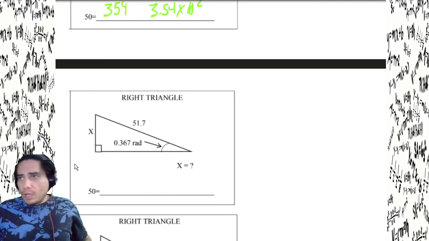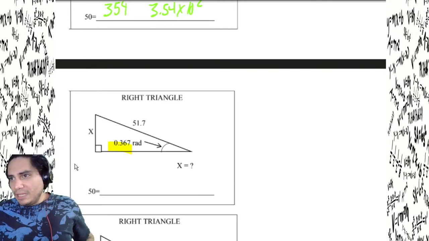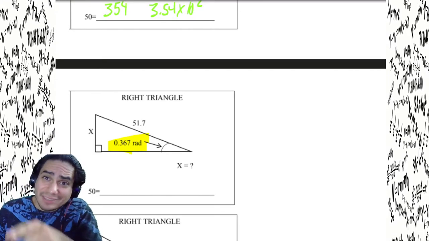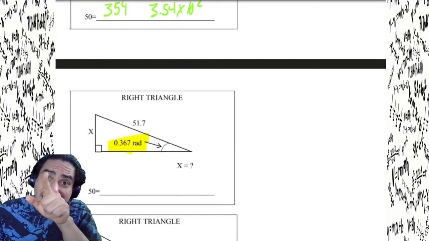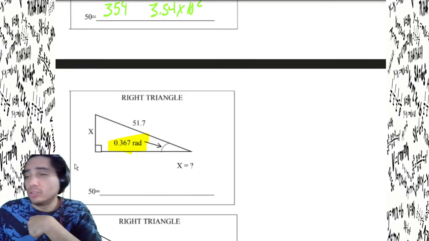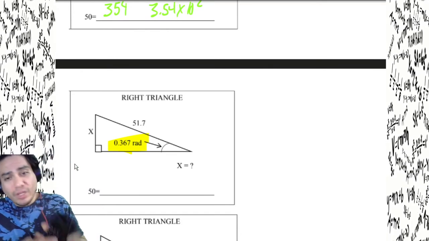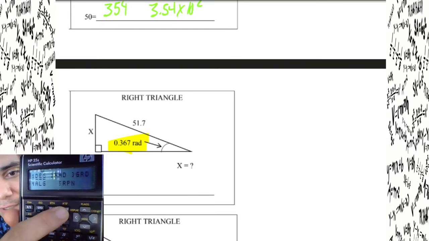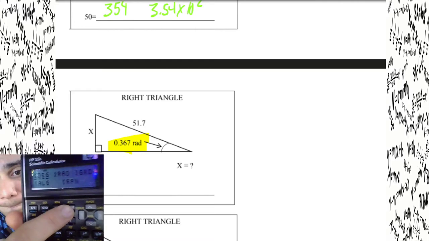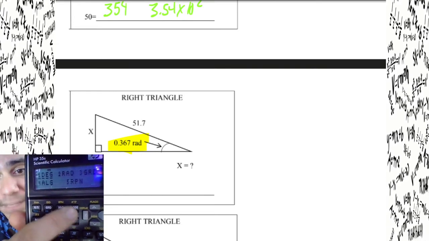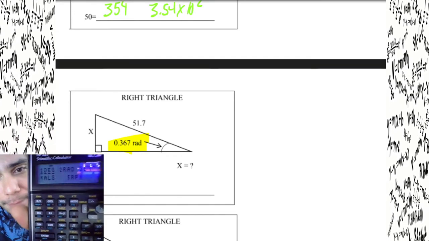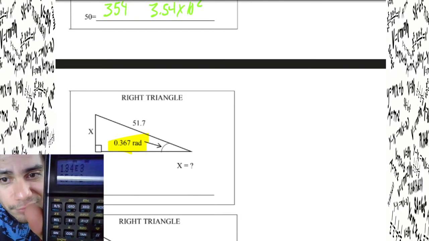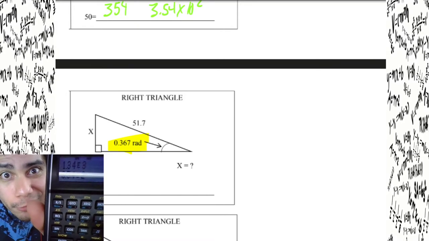Now, here's the deal. This is our first problem, and I hope you see it, where our angle of reference does not have the degree symbol. It has a rad right after it. So guess what that means? We're going to have to bust out our handy-dandy calculator, go ahead and bust out that mode right there, and we're going to have to change it to what? Radians mode, rad mode. How do you know it's in rad mode? Well, it says rad at the top.